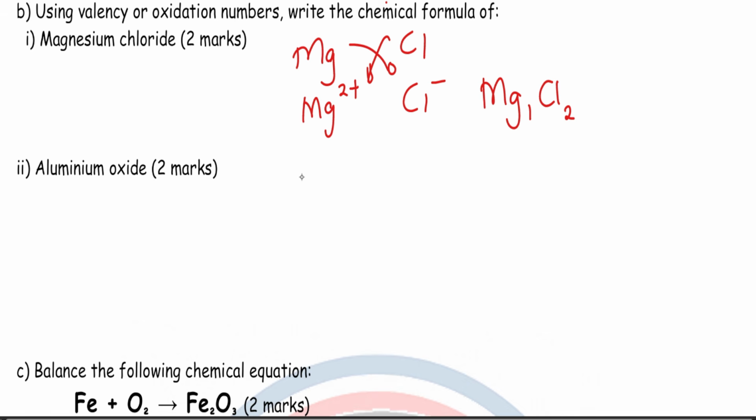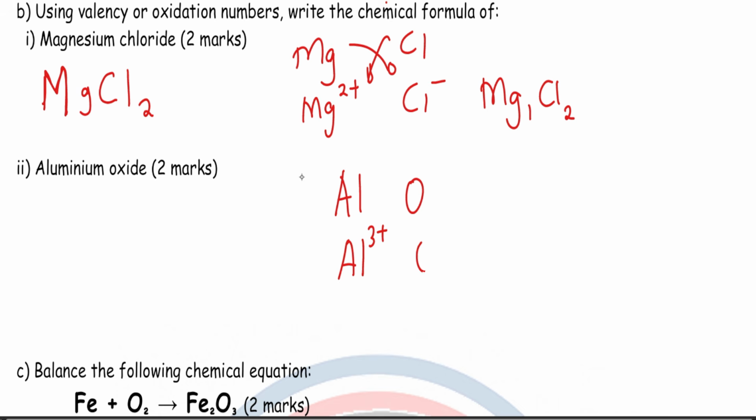So as a result, it will be Mg. Make sure your M is not this way, but it should be this way. Okay. So MgCl2, and make sure your chlorine doesn't look like this way, which is very wrong. Now aluminium oxide. Aluminium is 3 plus, oxygen is 2 minus.